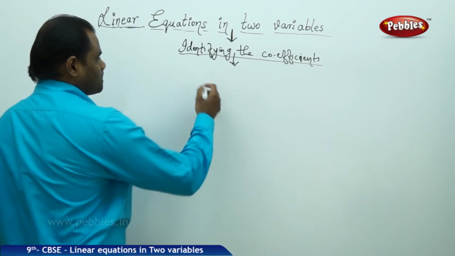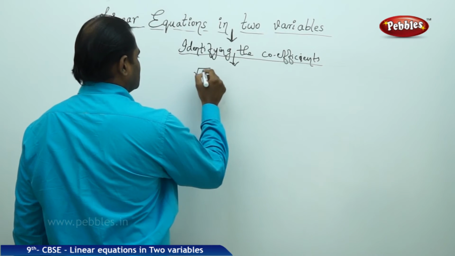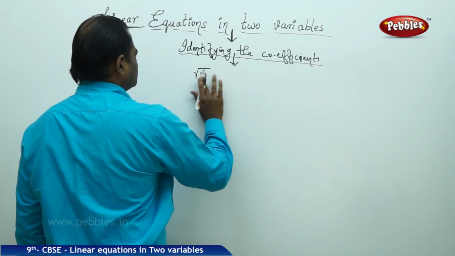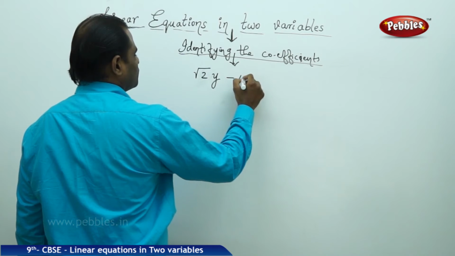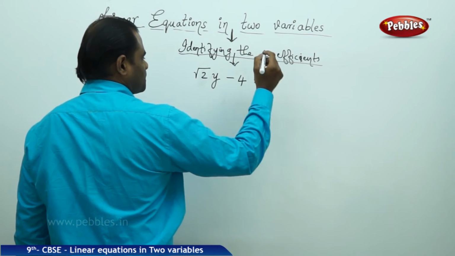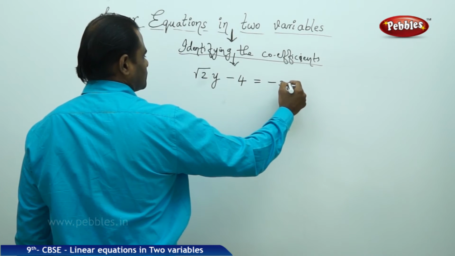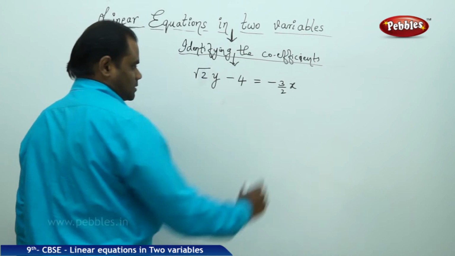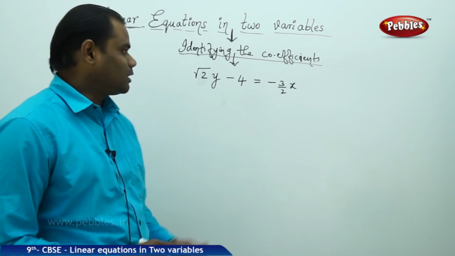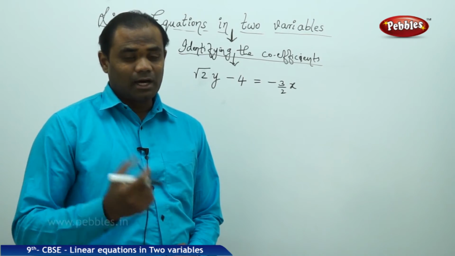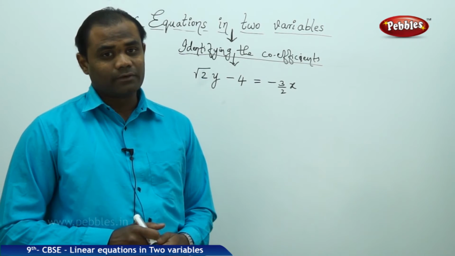Now here I have a question which says root 2y minus 4 is equal to minus 3/2x. Now here I have an equation which is given in an unsimplified form. So let's see how we can find the coefficients A, B and C for this given linear equation.